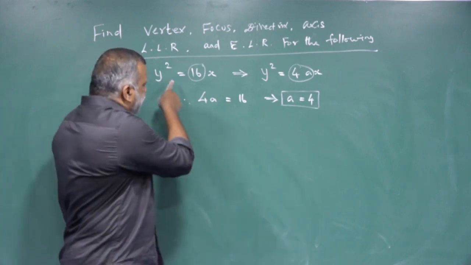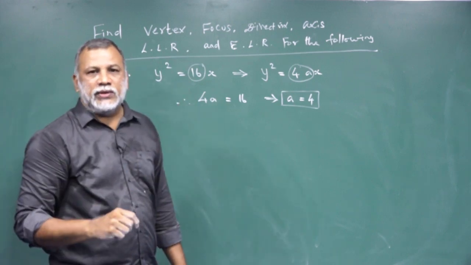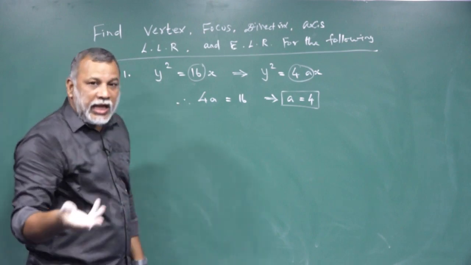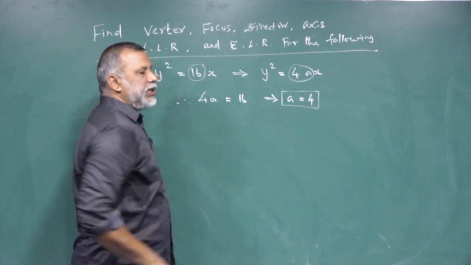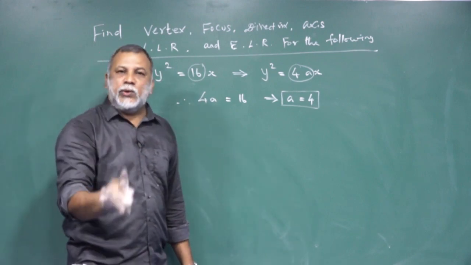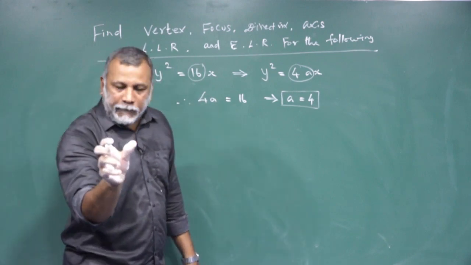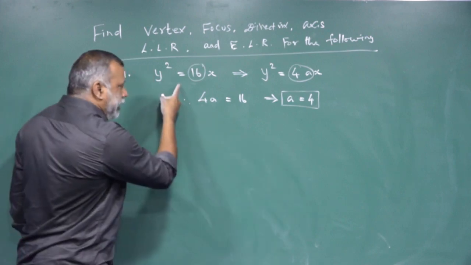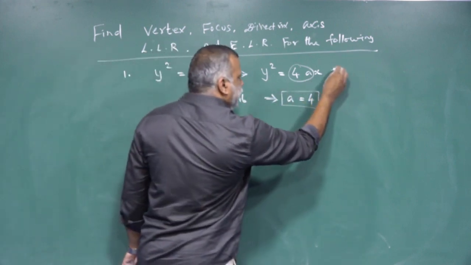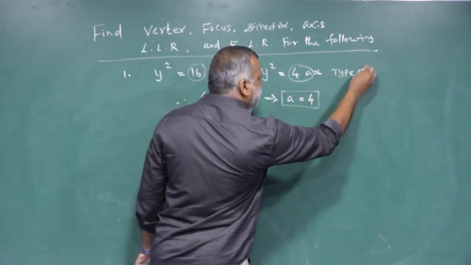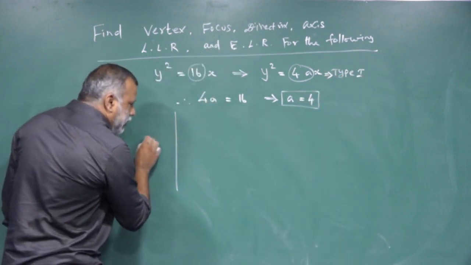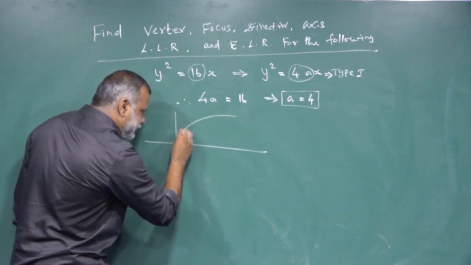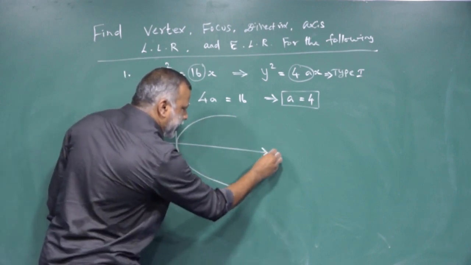Then listen, we already worked out this is type number 1 parabola. What is the name? Open right side. Already we worked out a, a must be a positive quantity only, because a is the positive measure. So this is type number 1, which means open right side. Immediately you can draw the diagram.